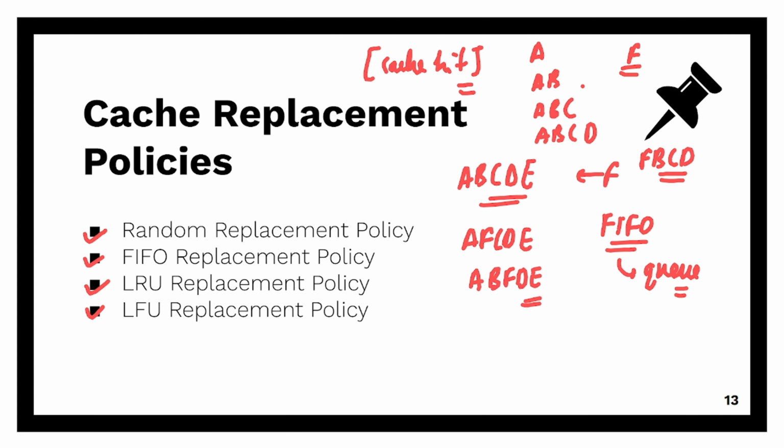It's like a queue. First in, which was first in? A. Which will be first out? A. So that's why if we want the new cache line F, the oldest one will be replaced.